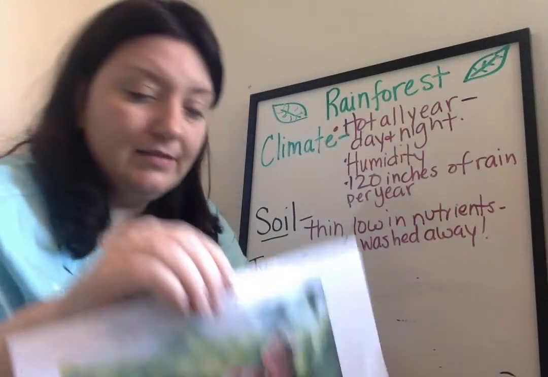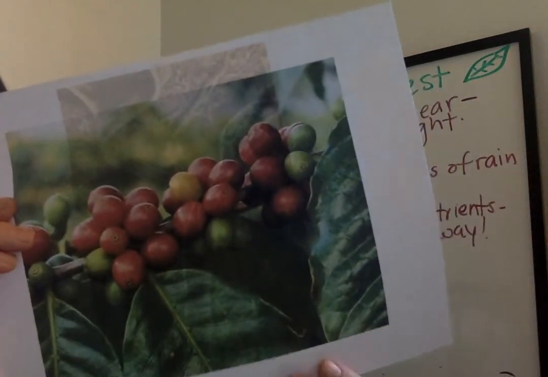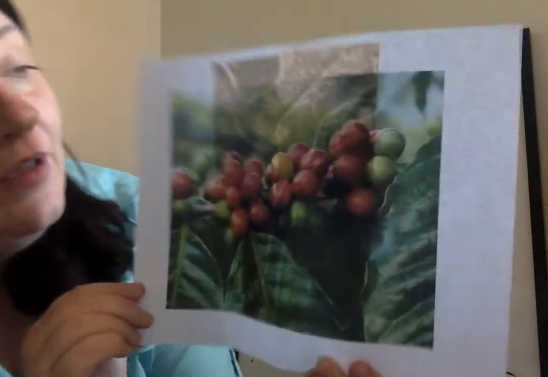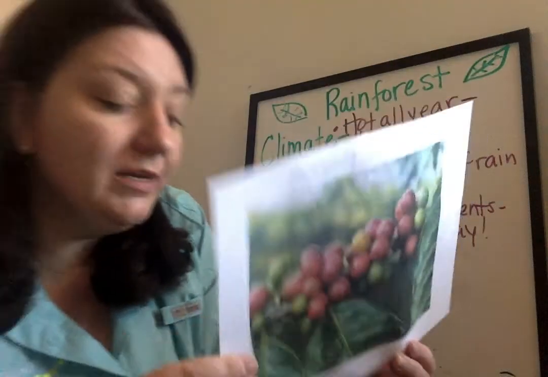This plant is another plant that is very common in the rainforest. This is a coffee plant. And Miss Wanda really likes the coffee plant because she likes to drink some coffee in the morning. I bet some of your parents are drinking some coffee at home right now. But there's a coffee plant.